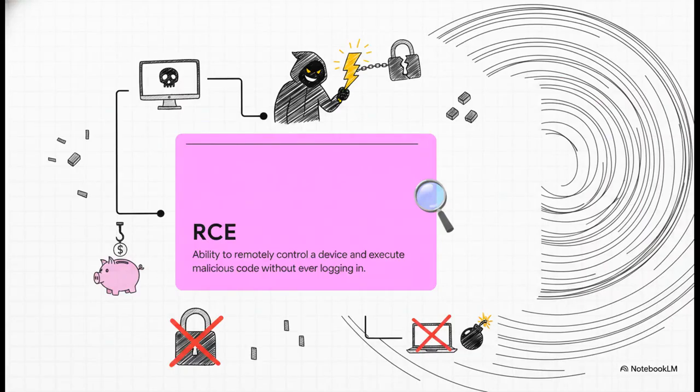And that leads us to quite possibly the most terrifying acronym in cybersecurity, RCE, or Remote Code Execution. When a hacker successfully pulls off what we just talked about over a network, they achieve RCE. It means they have the ability to remotely control a device, run whatever malicious code they want, steal data, install ransomware, all without ever needing a username or password.